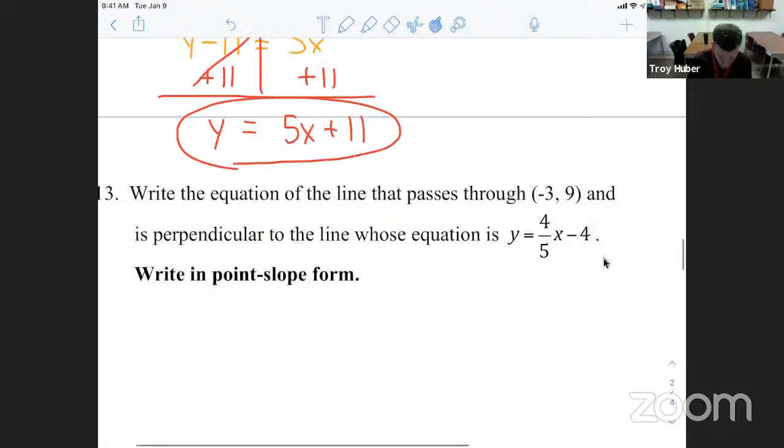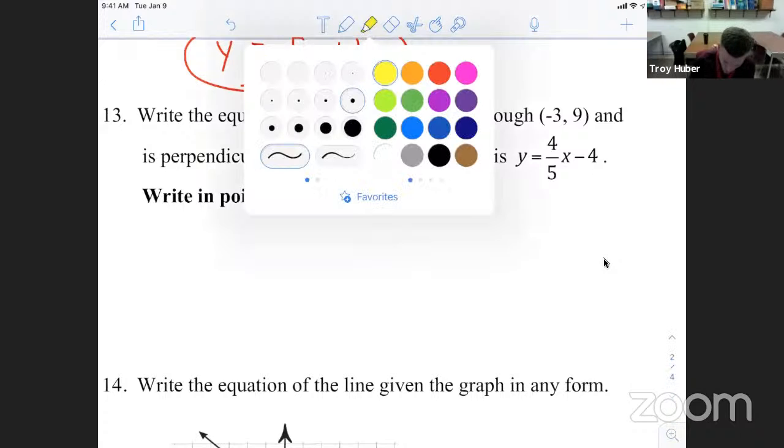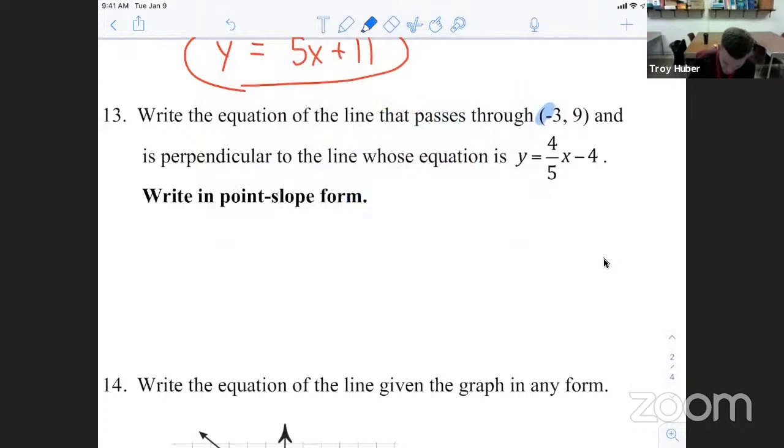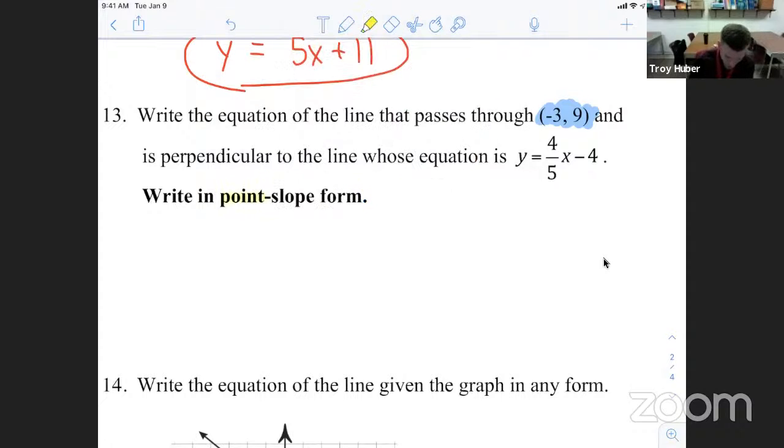On to number 13. Write an equation of the line that passes through, oh, we have a point. All right, so I'm going to highlight that point in blue like I've been doing. And is perpendicular to a line whose equation is y is equal to 4 over 5x minus 4. Whew. All right, here we go. This one says, write in point slope form.